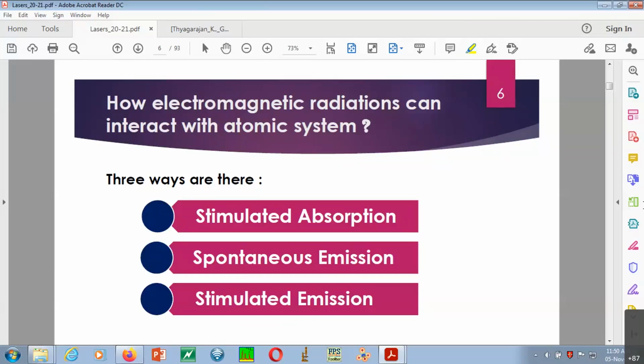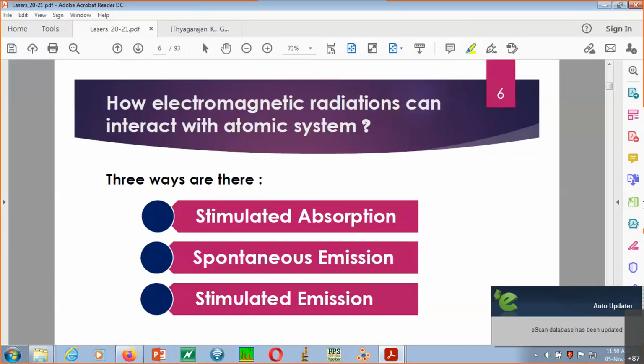Clear? So I told you that the spontaneous absorption cannot be possible. The probability is less. So that's why we are neglecting over here. So only three possible outcomes will be there: stimulated absorption, spontaneous emission, and stimulated emission part.